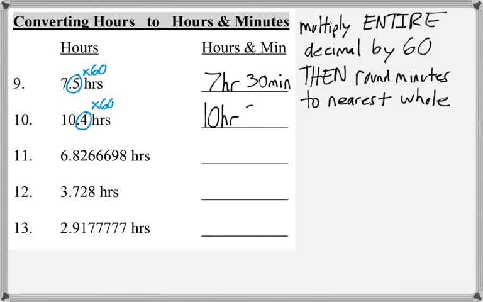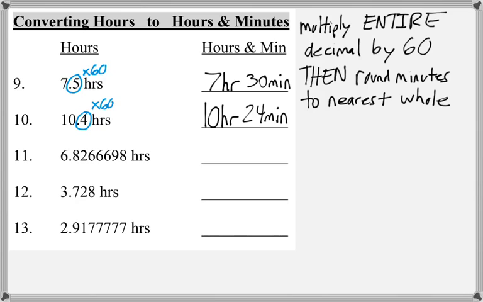So this will be 10 hours and 24 minutes, which should kind of make sense because 0.4 is a little bit less than half, and 24 is a little bit less than 30 minutes, which is half an hour.